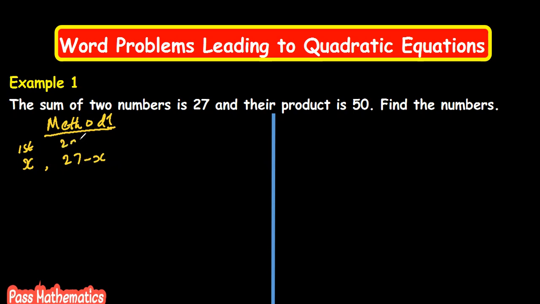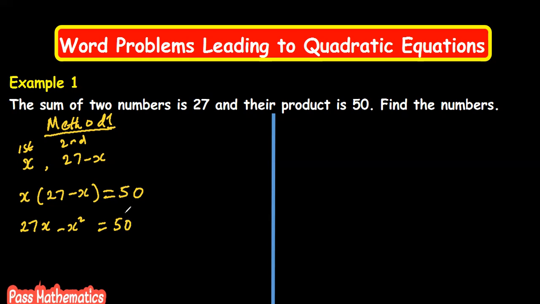So this is going to be the second number, yes? And their product is 50. The product means multiplication. So it means that we are multiplying these 2 numbers. So we should have something like this, x brackets 27 minus x. So the product is 50, equal to 50 like this, right? So let's try to open the brackets now. X times 27, we have 27x, and then x times x, we should have minus x squared equal to 50, isn't it?